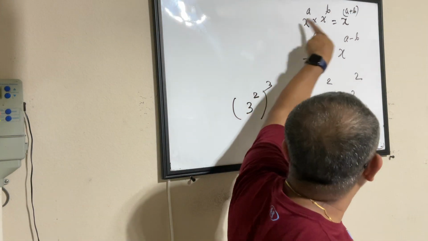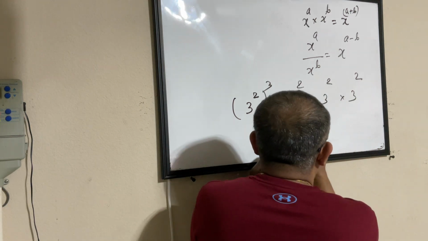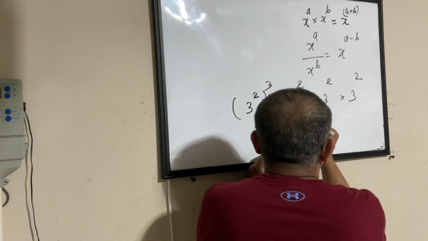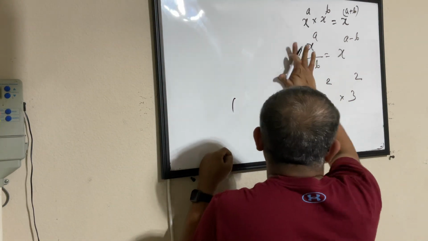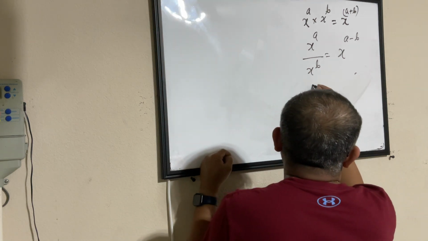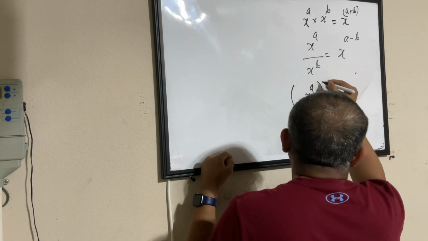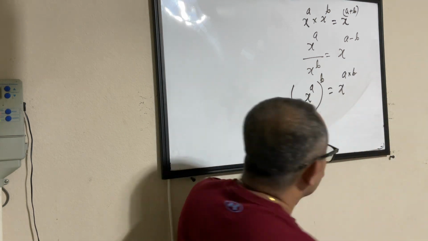Now I can apply this formula. I have all the same base, and the exponents will get added: 2 plus 2 plus 2, 6. That is equal to 2 times 3. So that becomes my third rule of thumb, which is x to the power a, whole thing to the power b, becomes x to the power a times b. Remember this.